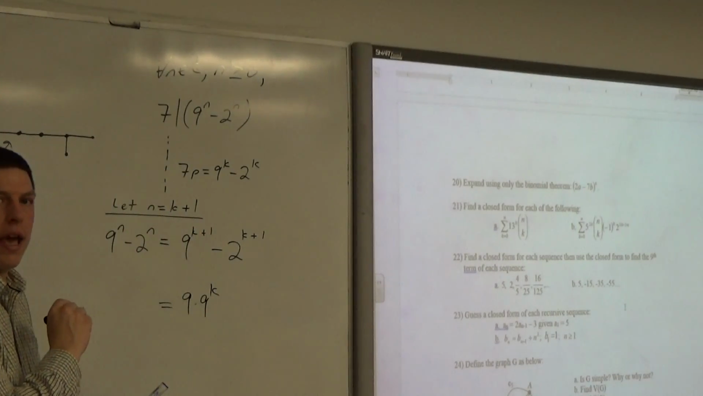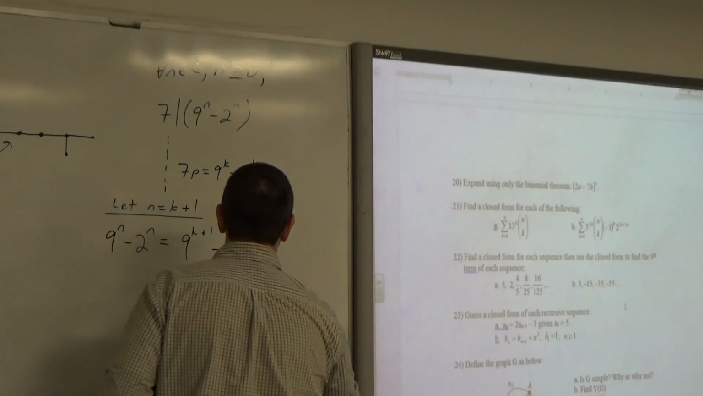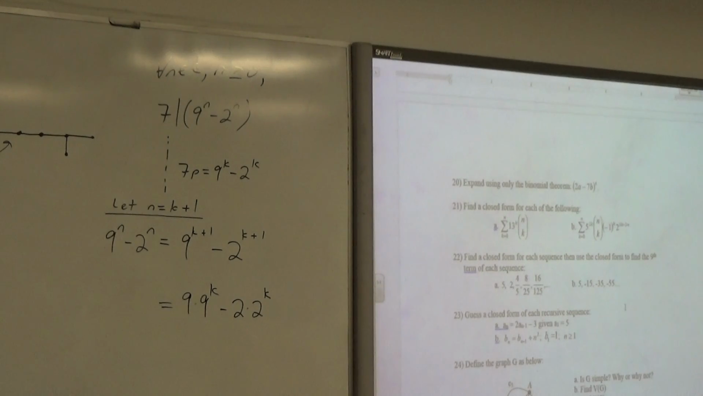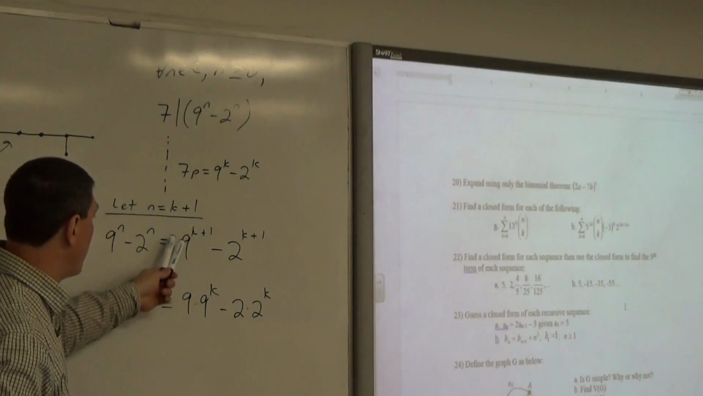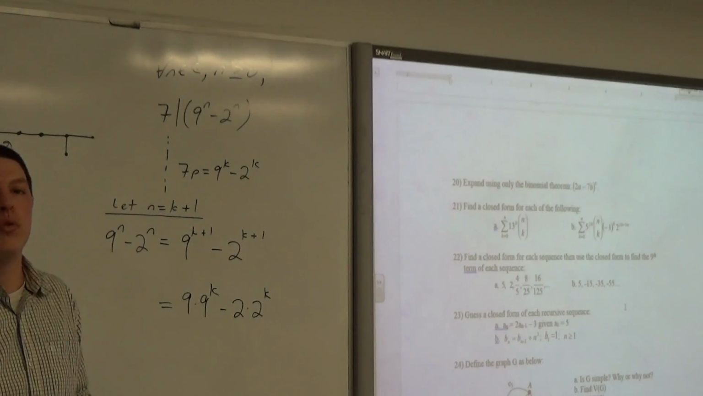Before you do that, write it like this: 9 times 9 to the k minus 2 times 2 to the k. Remember that exponent rule? We can just pull off one of the 9s and put it in front, pull off one of the 2s and put it up front. Now you can use that trick.